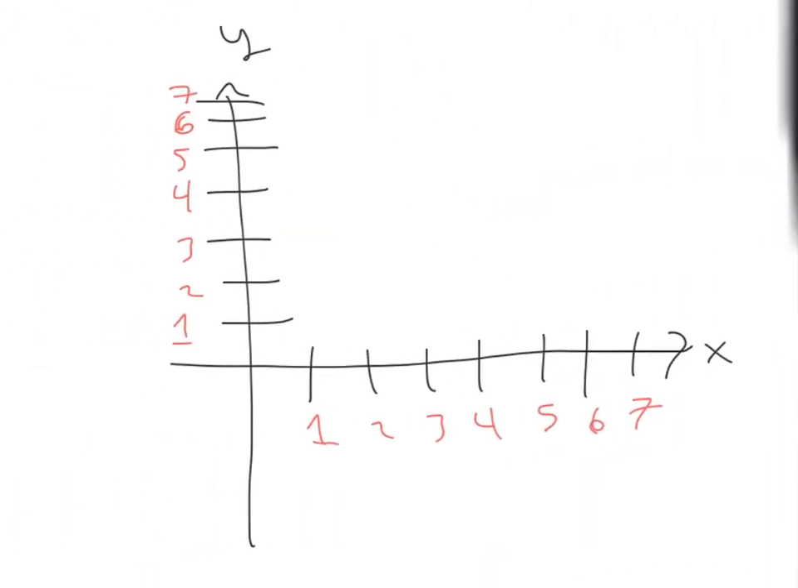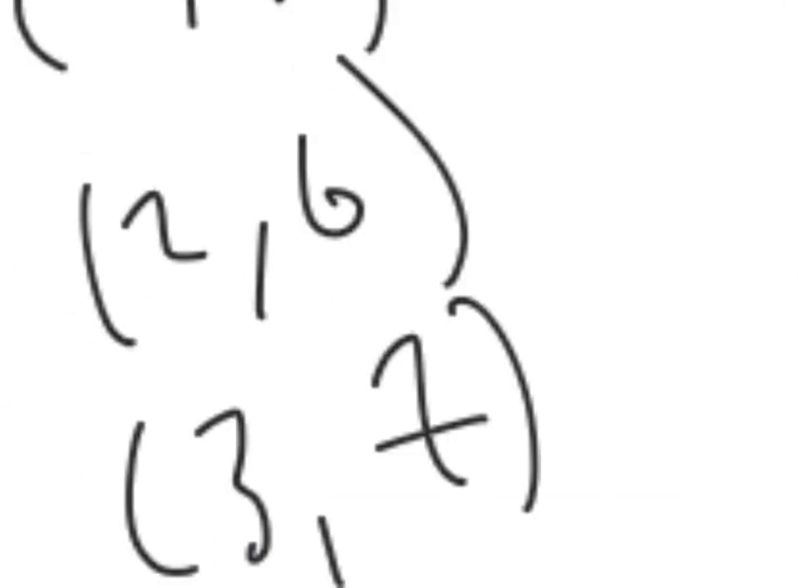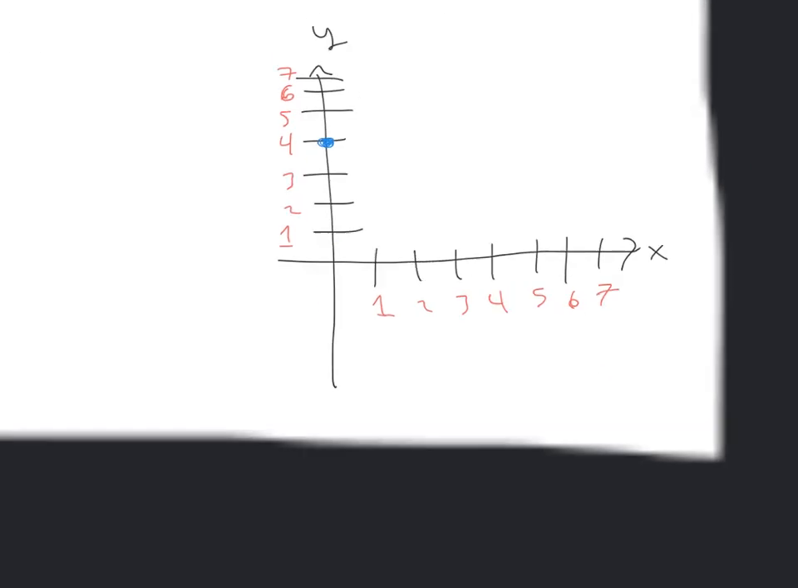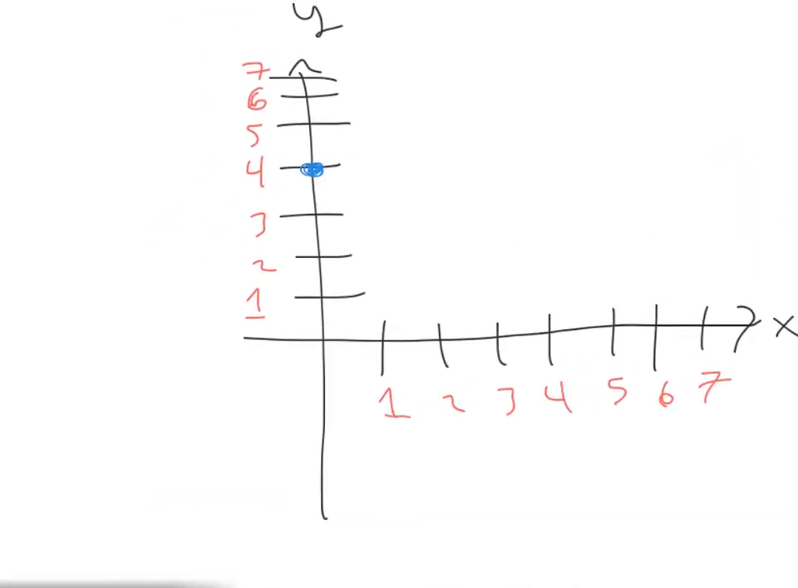So 0 means we're not going to move left or right anything, we're just going to stay here, but then we're going to go up 4. So your point would be on 0, 4, that's an easy one. Okay, the next point is going to be 1, 5. So I move over 1, go up 5, and that point is right there, 1, 5.